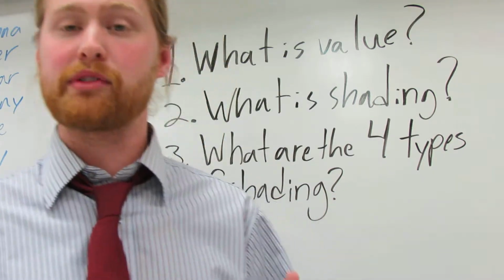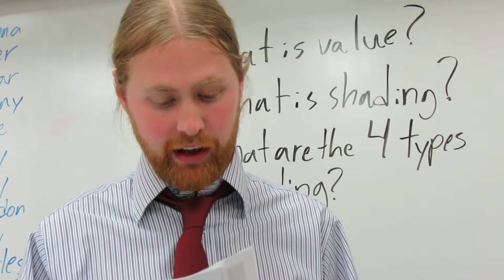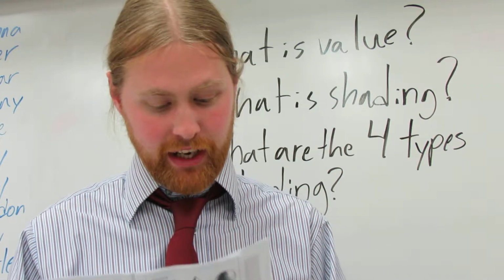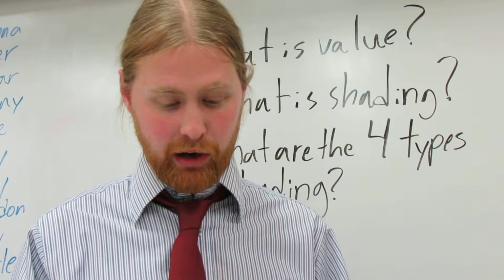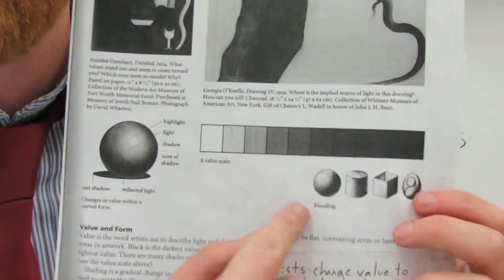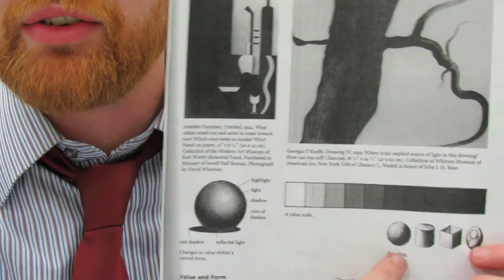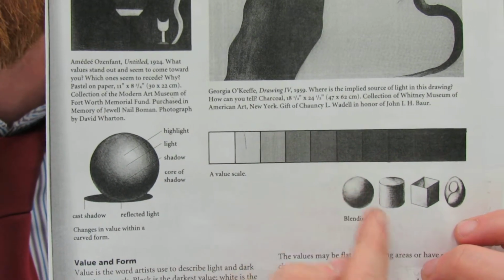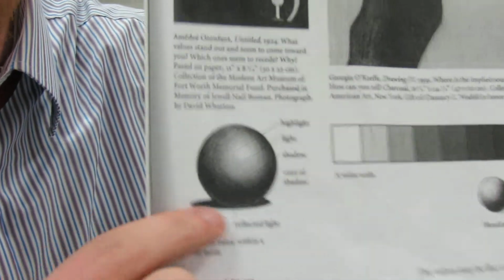Value is the word artists use to describe light and dark areas in the artwork. Black is the darkest value, white is the lightest value. There are many shades of gray in between, and you're going to see the value scale above. On the article right here, it gives you the value scale, which we're going to talk about in a second too, and it actually shows you value being used to create lights and darks on these objects. And right here, this is very important. You need to look at this.